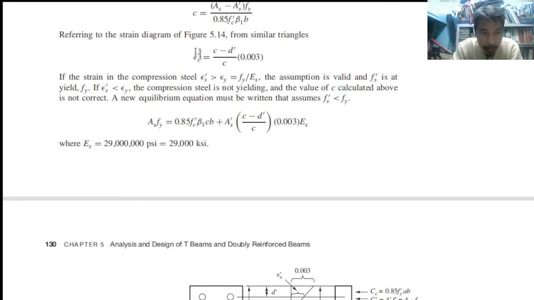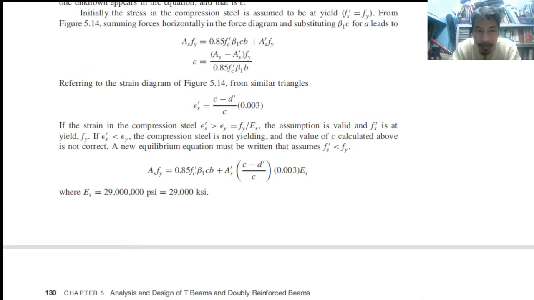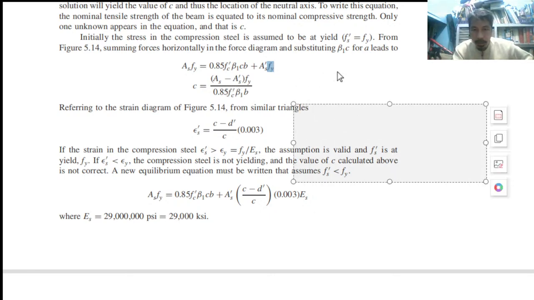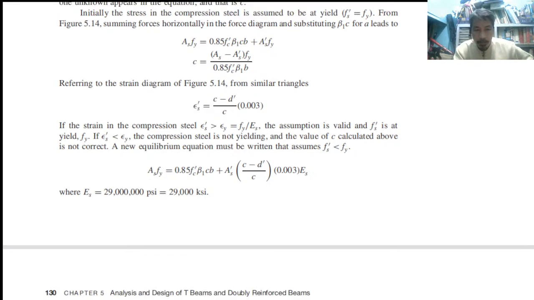Okay, so after having this, if the strain in the compression steel is greater than epsilon y, the assumption is valid, and Fs prime is at yield, therefore it is yielding, okay. If strain prime is less than epsilon y, the compression steel is not yielding, and the value of c calculated above is not correct, because why? Because of this, you use this equation, it must be Fs prime. That is the reason why the value of c is not correct. Okay? Do we follow this?